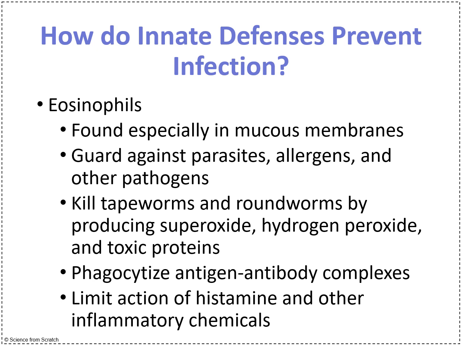And then we also have our eosinophils, and those are going to be found especially in the mucous membranes. And recall that these guard against parasites, allergens, and other pathogens. They kill things like tapeworms and roundworms because they produce this superoxide that will start to poke holes in the cells of the tapeworm and roundworm, and it starts to disintegrate the roundworm and tapeworm.